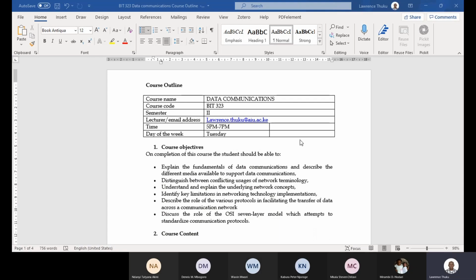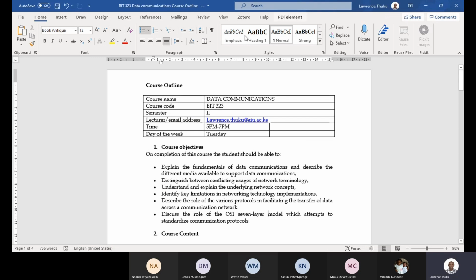Get along well, and at least we'll be able to look at the various aspects of data communication and, of course, networking. So before we go on to the topic of discussion today, I want us first of all to look at the course outline, which I've already displayed on the screen.